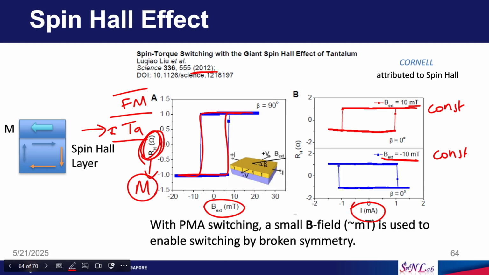Okay. So, magnetization is initially in this direction. So, at some current it switches to another, let us say magnetization is like this or like this. Okay. Then again when they sweep the current, they see the magnetization going from that direction to this direction. Okay. So, they can see the magnetization switching just by sending current through the tantalum layer.